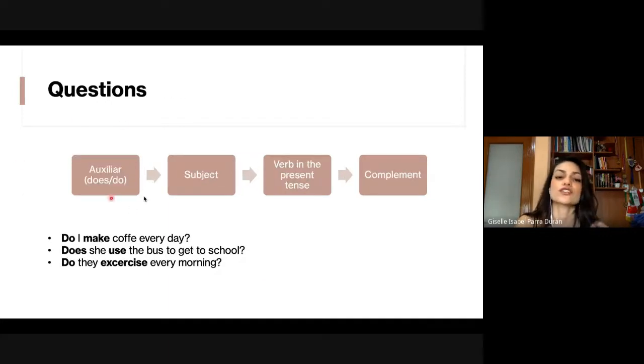And for the questions here, the order is going to change a little bit, because first we're going to put our auxiliary. Remember, our auxiliary in the present is does or do, plus the subject, plus the verb in the present tense, and finally the complement. For example, do I make coffee every day? Does she use the bus to get to school? Do they exercise every morning?